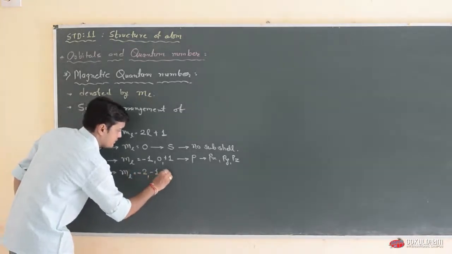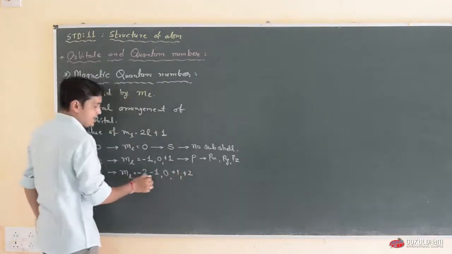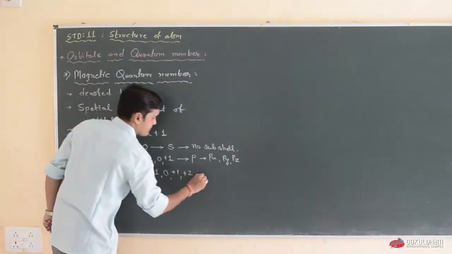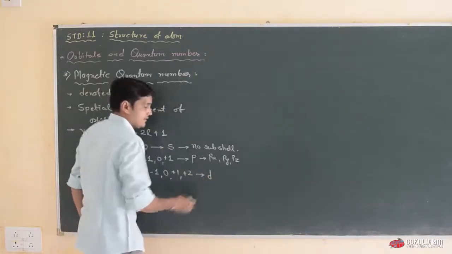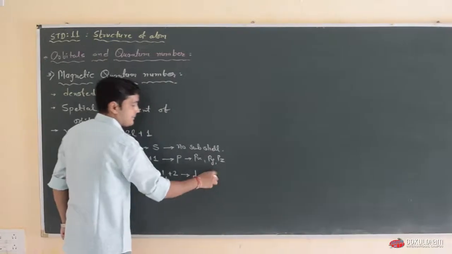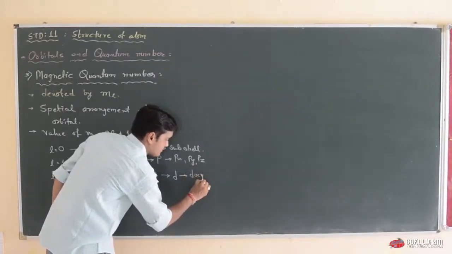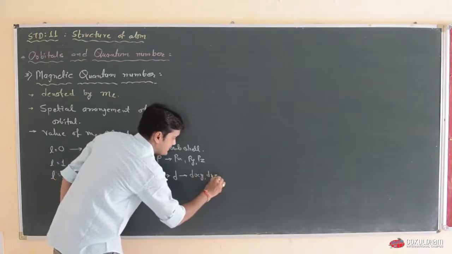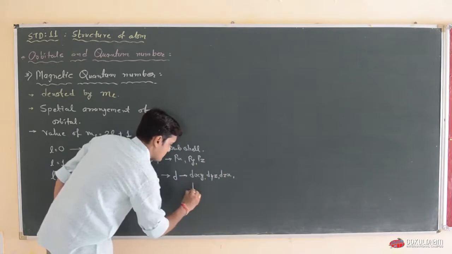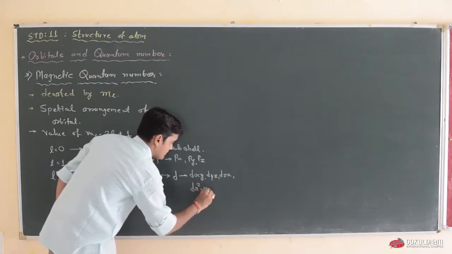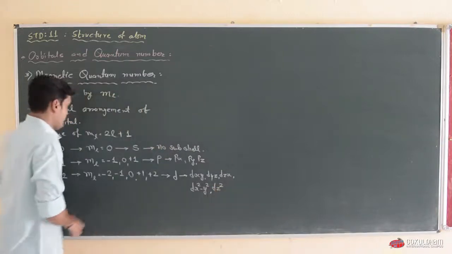minus 2, minus 1, 0, plus 1, plus 2. There are 5 values, which means d orbitals are there. You know the types of d orbitals. That is dxy, dyz, dxz, dx square minus y square and dz square.